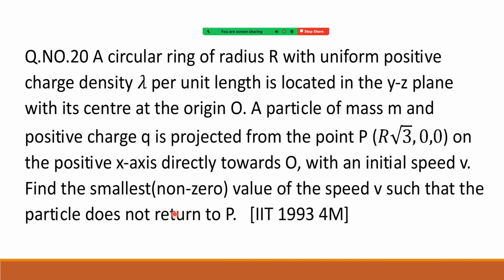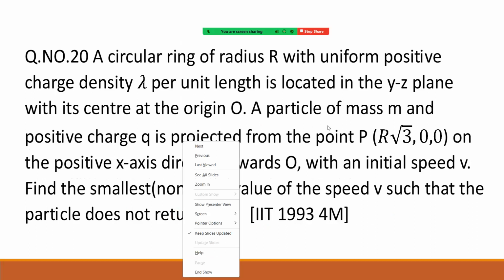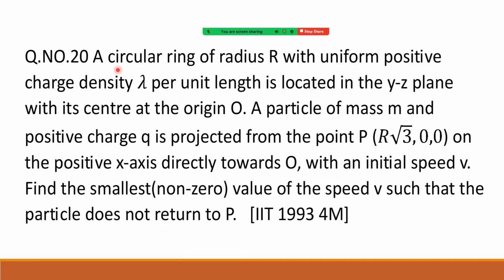Right. See what is given. A circular ring of radius r with a uniform positive charge density lambda per unit length is located in the yz plane with its center at the origin O. So the ring is now in the yz plane.